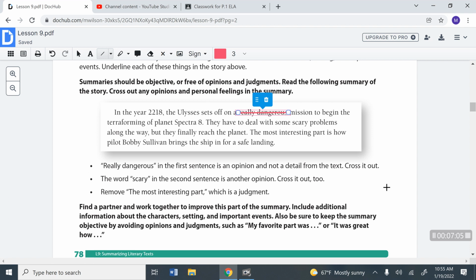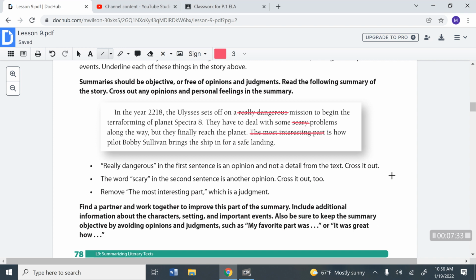Now, the last sentence starts with the most interesting part. Now, this is a judgment and it does not belong in a summary. So I'm going to go ahead and cross that out. Also, when they talk about the problems, they refer to them as being scary. Because the story did not refer to them as being scary, we would not want to be referring to them as scary in the summary.